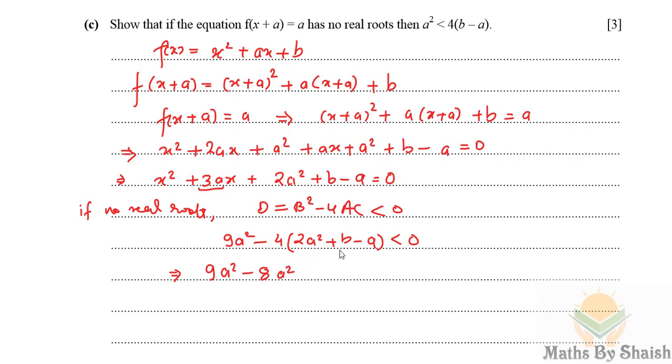Now I'm going to take this collectively so that I can get minus 4 times b minus a, because in the question it is 4 times b minus a, so it would be easier to solve. And 9a square minus 8a square is going to be a square, and I'll transfer this to the other side, and we got the answer: a square is less than 4 times b minus a. That's it. Let's discuss the last question of this paper.